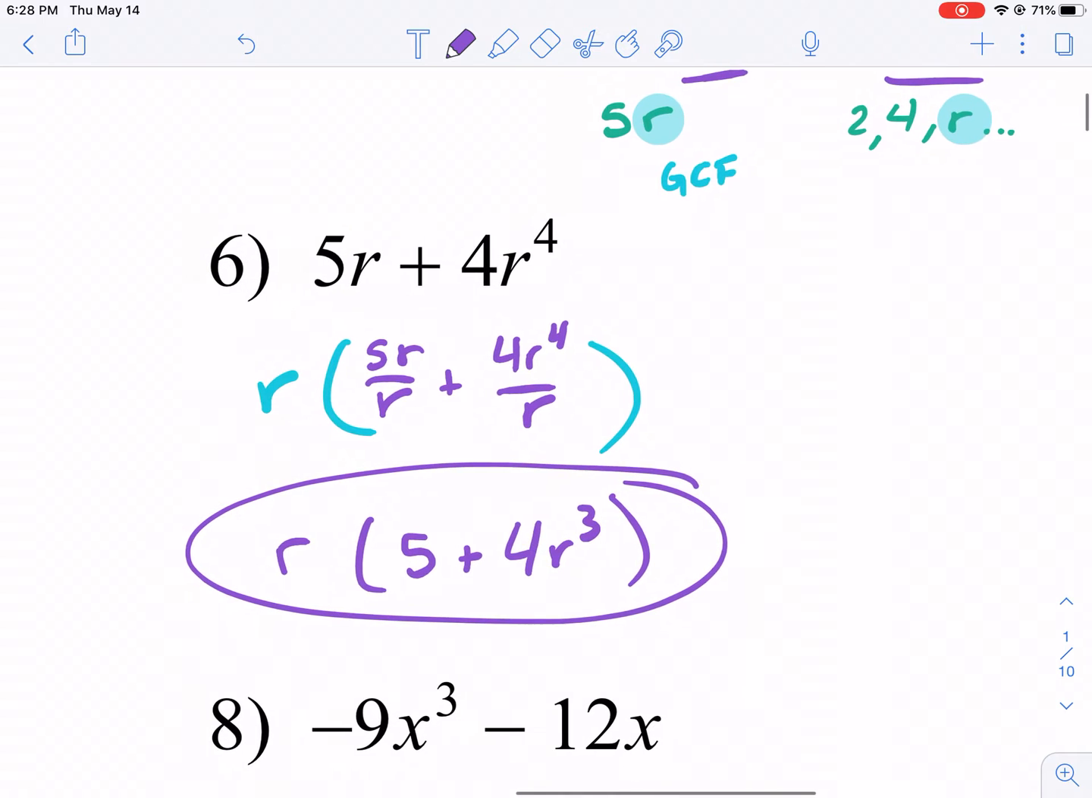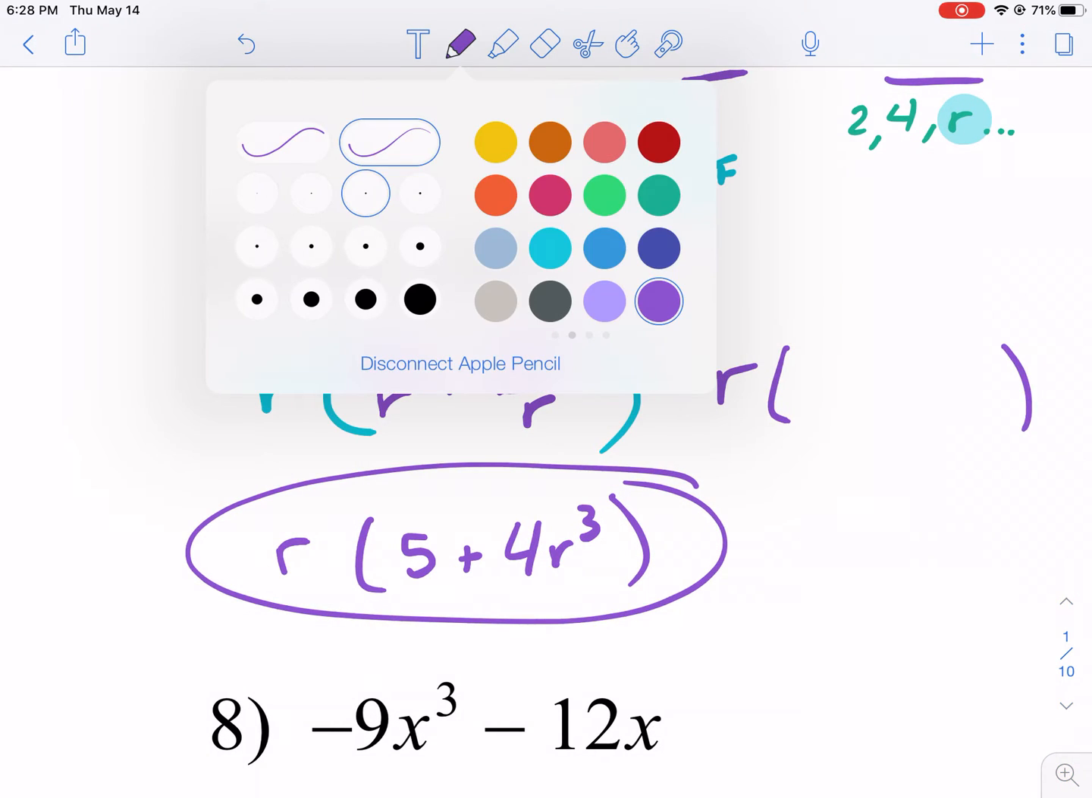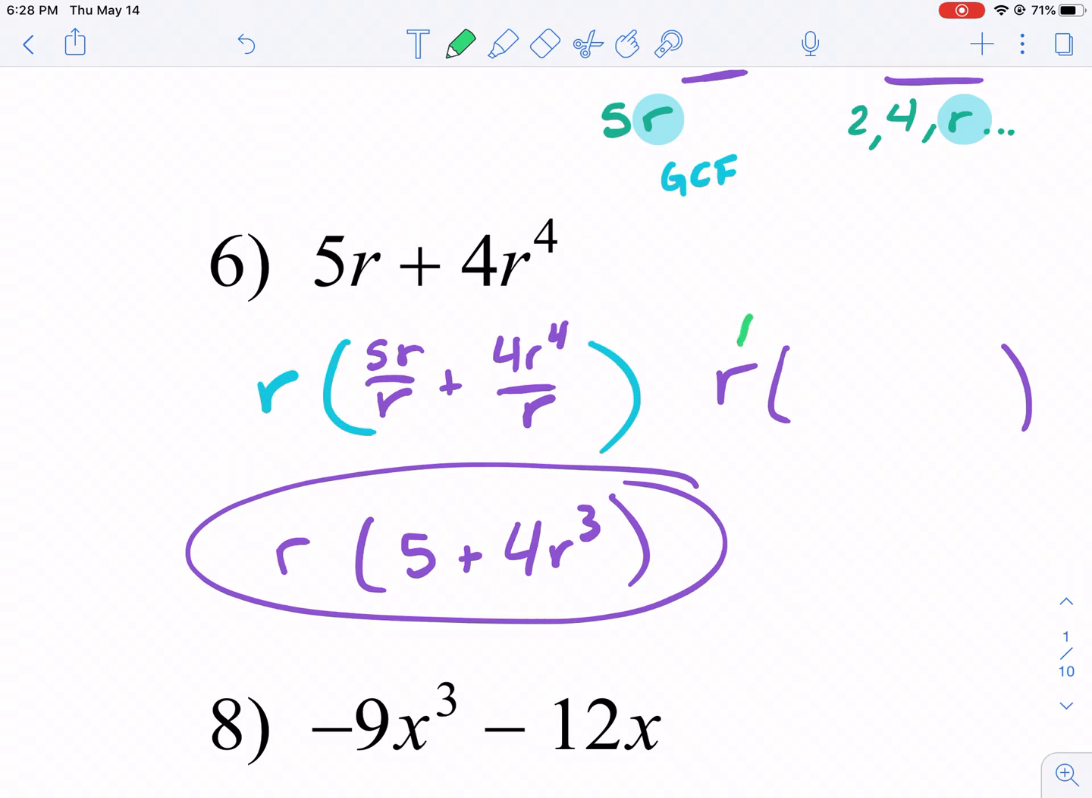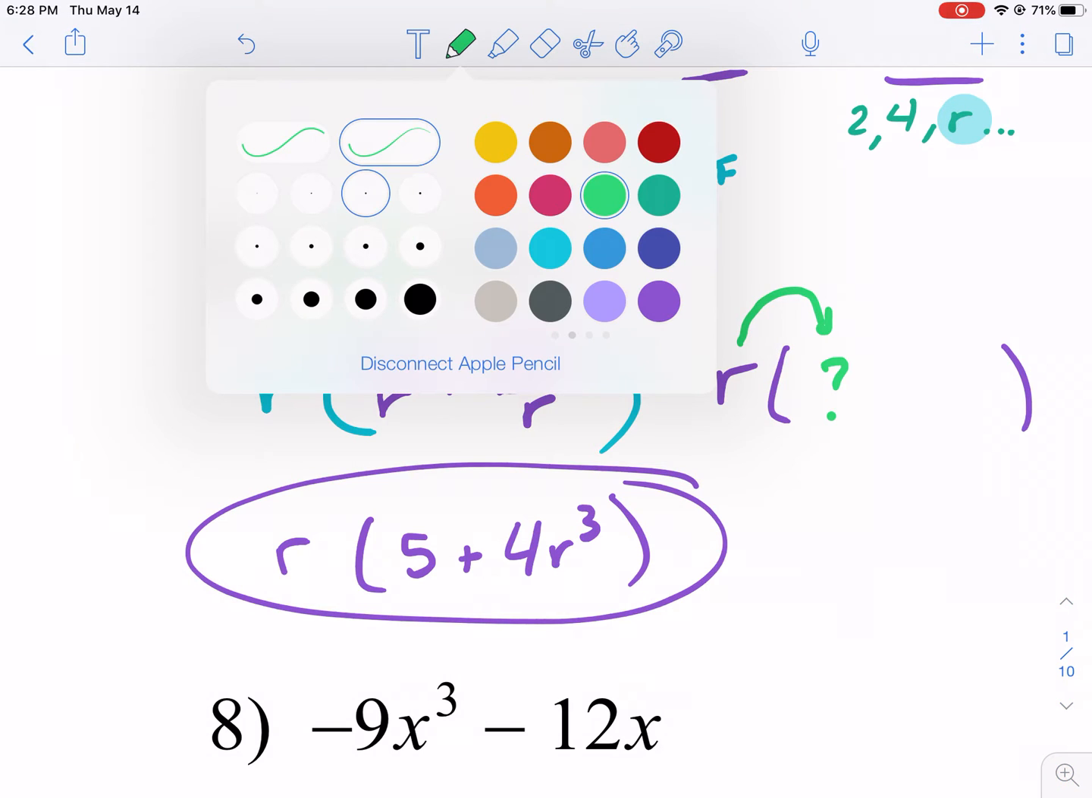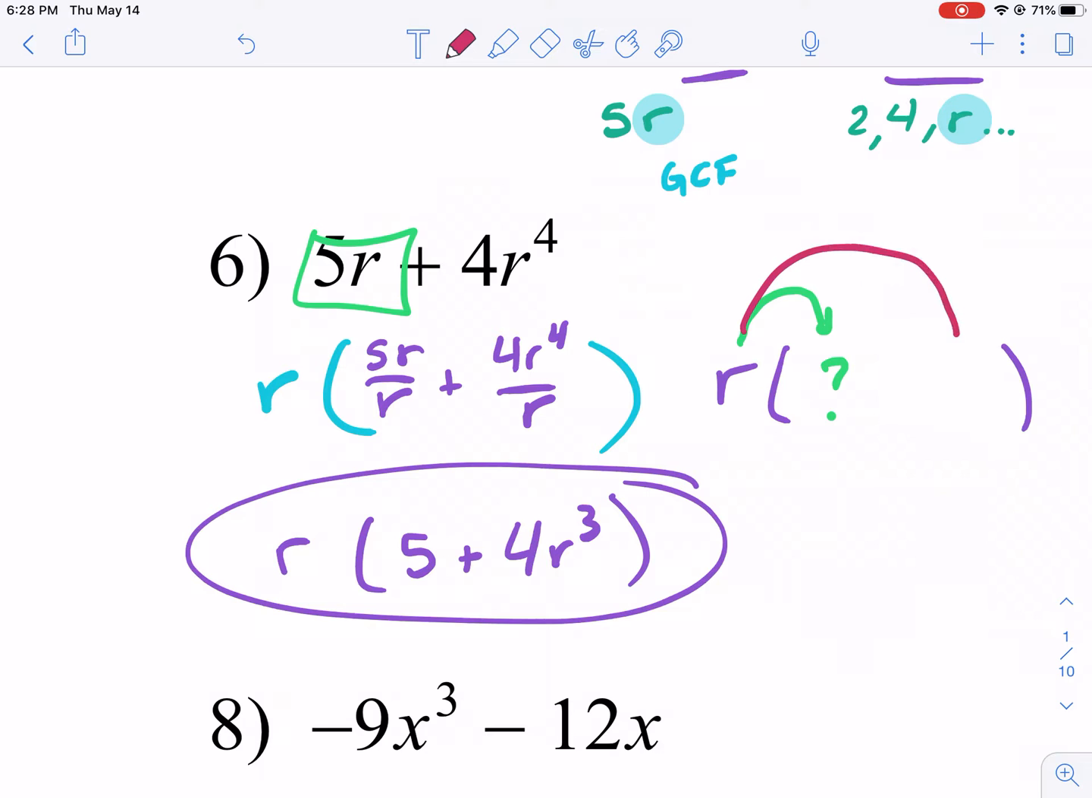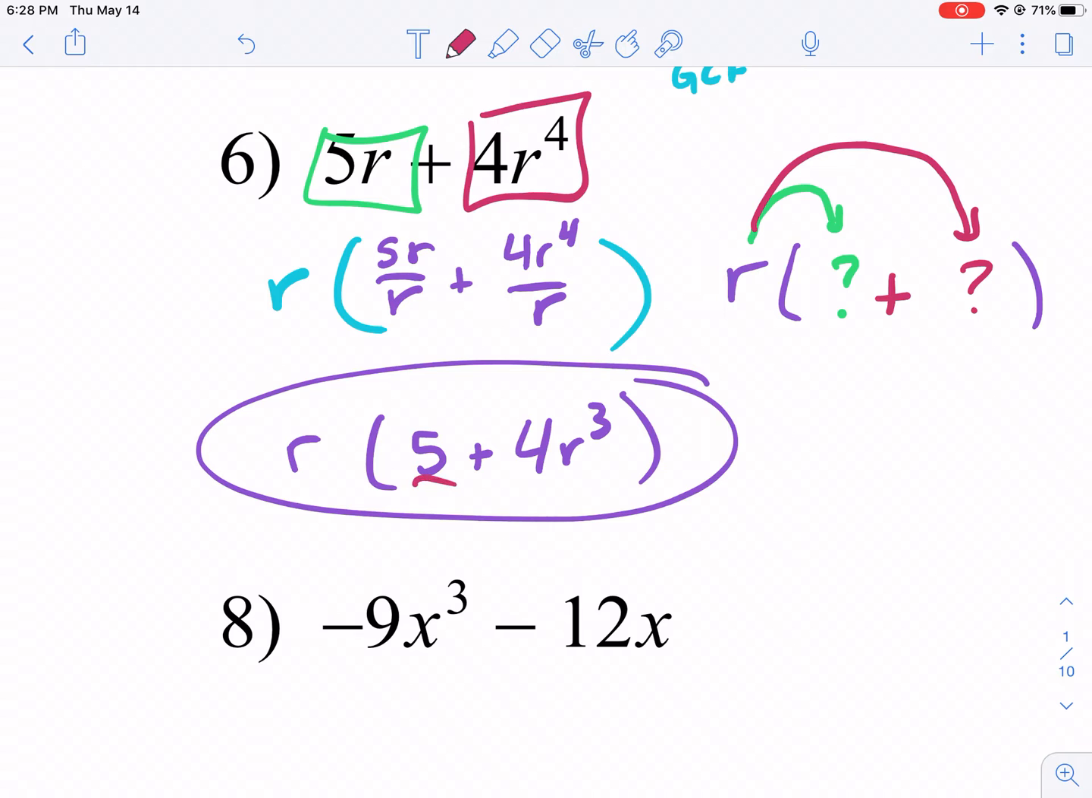Another way to think of it is, once you put your r on the outside, this is how I do it. I think to myself, okay, I need to multiply r times what to give me 5r. And then I say, I need to multiply r times, and I copy the plus sign if it's plus or minus if it's minus, what to give me 4r to the fourth. And as you can see, r times 5 will give you 5r.